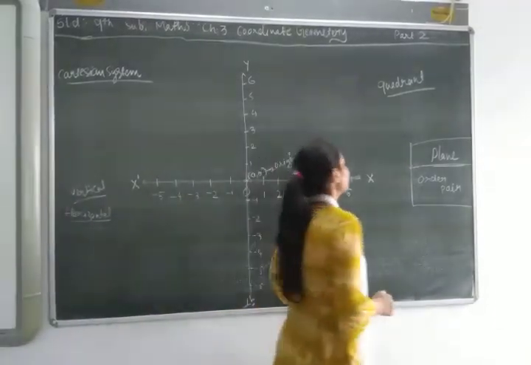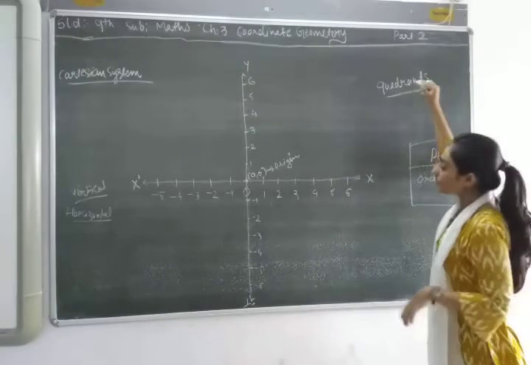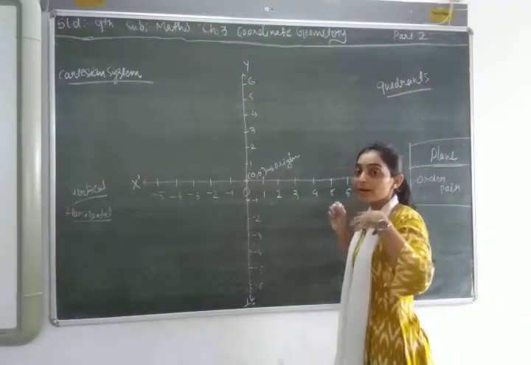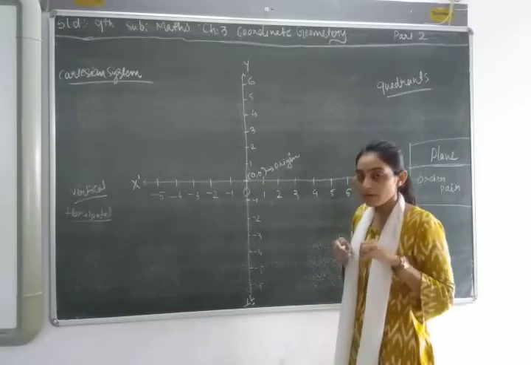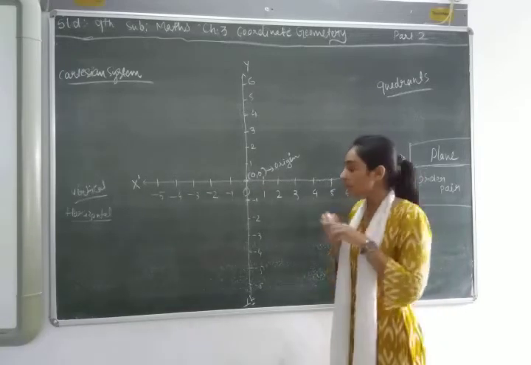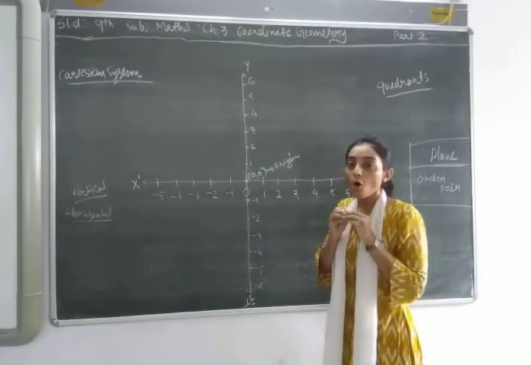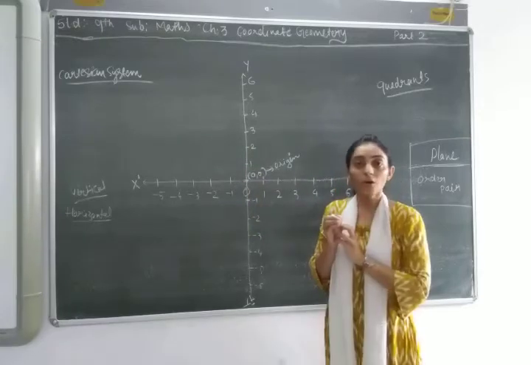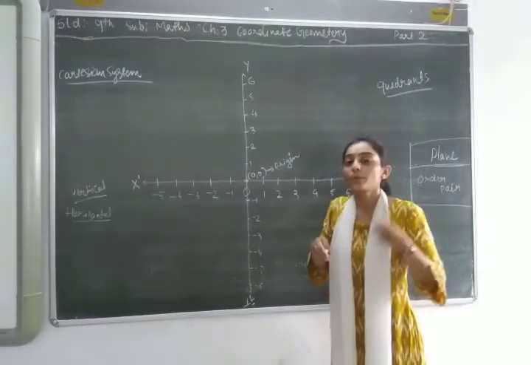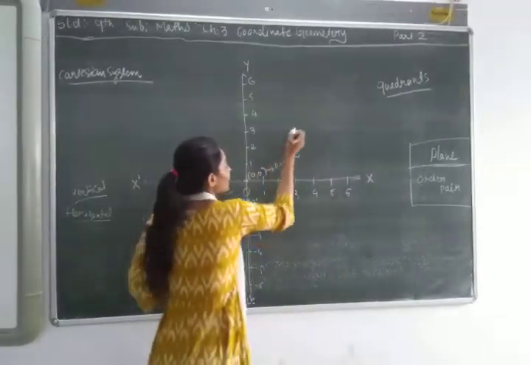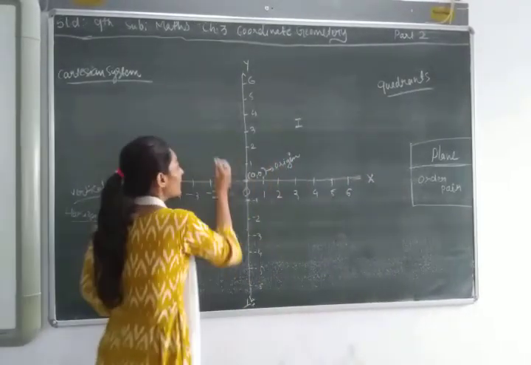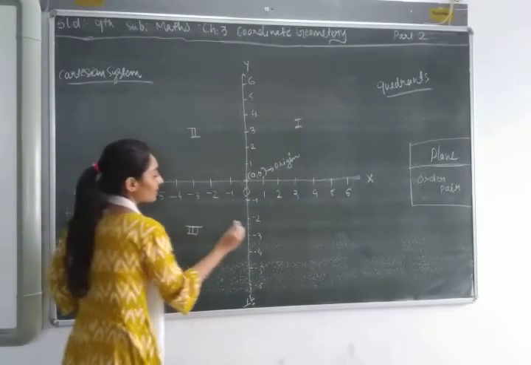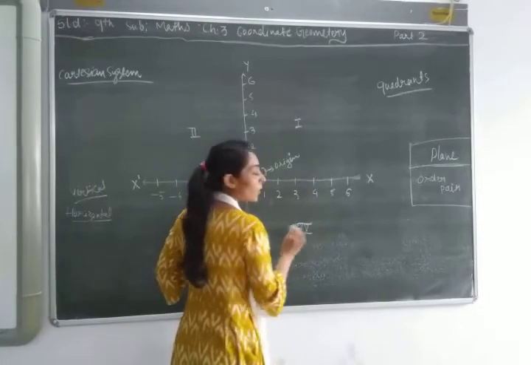Now, look over here, it divides into 4 parts, but are all these parts the same? Are all the coordinate points on the first quadrant, second quadrant, third quadrant, fourth quadrant all the same? No, because this one is my first quadrant, this one is the second quadrant, this one is the third quadrant, this one is the fourth quadrant.